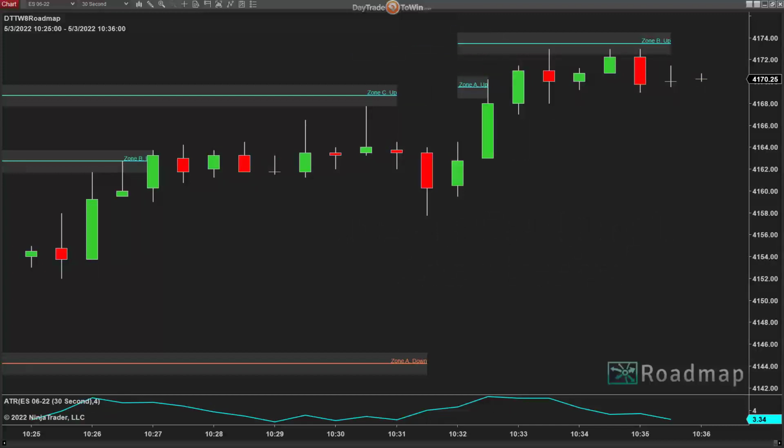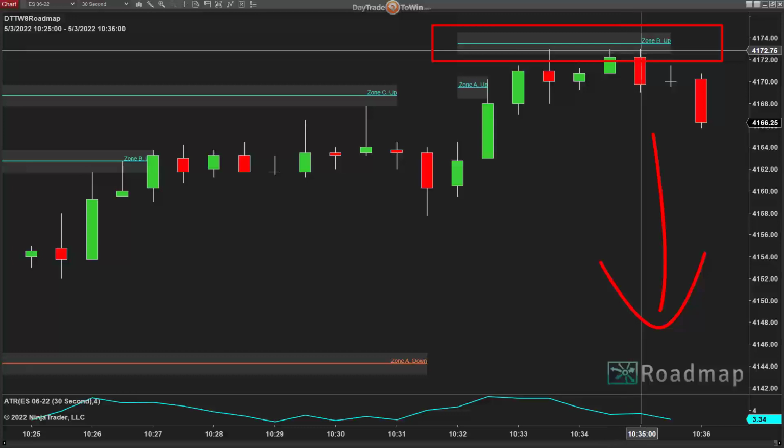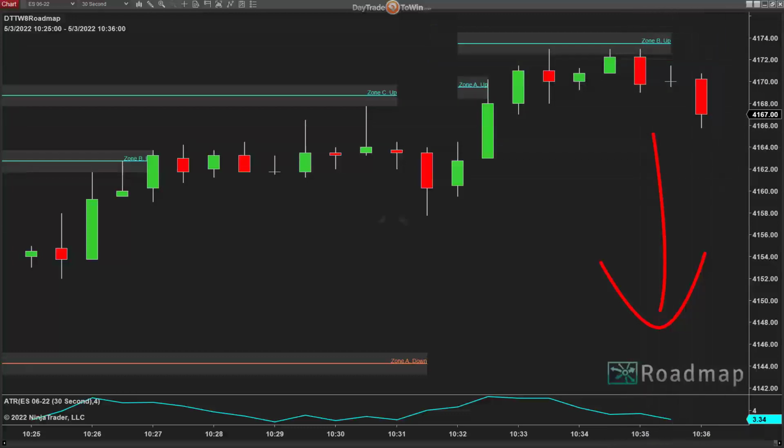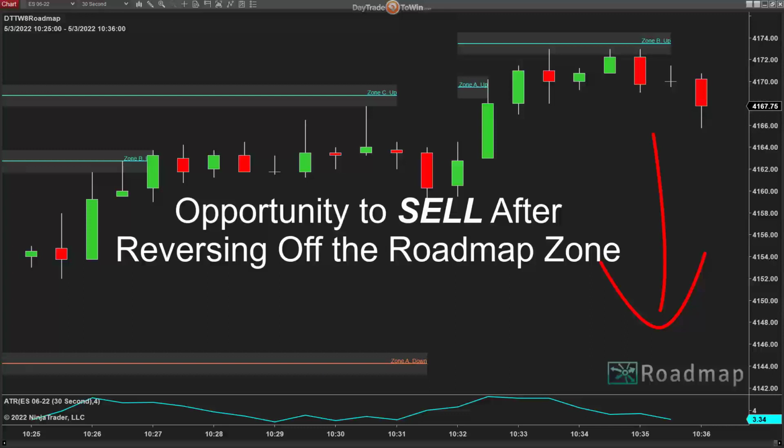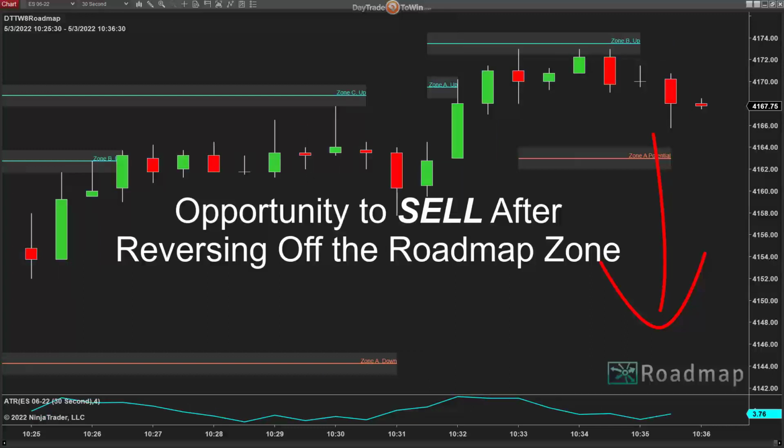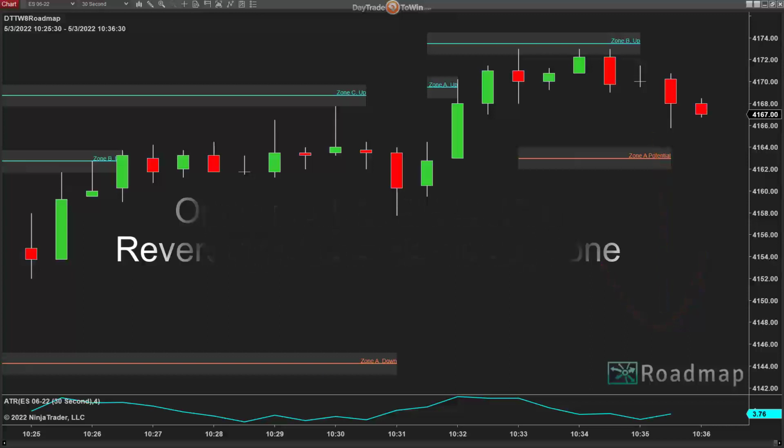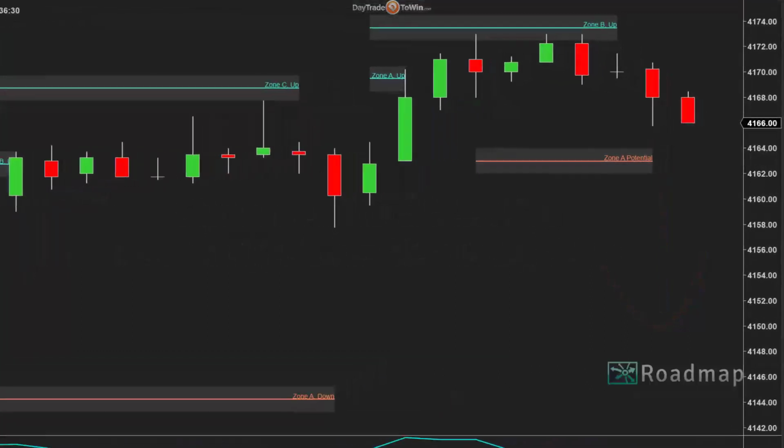But if the market lands in this area and has a difficult time breaking through and begins to reverse, now this is a good thing, because the area of manipulation that I can see happening is actually reversing and the market now is heading down to the short side. So I want to take a short position. I want to sell it, and you can see there's a new roadmap zone, order now pending.